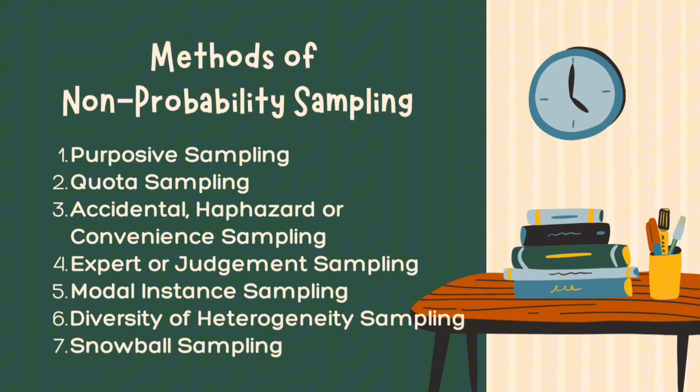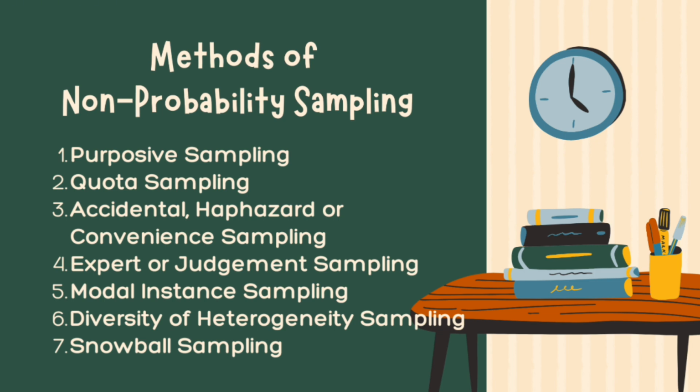And now, let's talk about non-probability sampling, where not every member of the population has an equal chance of being selected. First, purposive sampling. Purposive sampling involves selecting participants based on specific characteristics or criteria. Second, quota sampling. It involves selecting participants to fill quotas based on certain characteristics such as age, gender, and ethnicity. Its example is a market researcher conducting a survey might set quotas to ensure they interview equal numbers of men and women from different age groups.